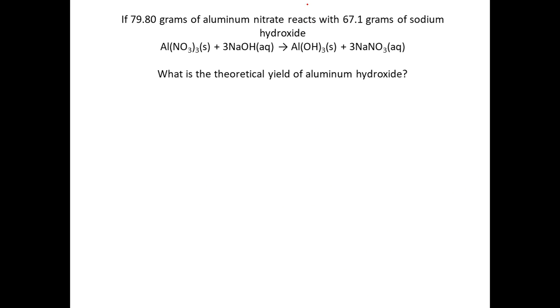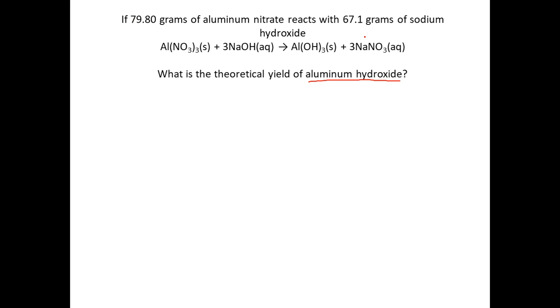Now this one, we can go two different routes with this, and it's really up to you. Let's read it through and see what it's asking. If 79.80 grams of aluminum nitrate reacts with 67.1 grams of sodium hydroxide, what is the theoretical yield of aluminum hydroxide? Anytime it's asking for the theoretical yield, all it's seeing is how much we can get out from the product, from the reactants that we start with. So don't let this confuse you. We don't need to determine any type of percents or anything like that. Theoretical yield, all that's asking is how many grams can we get out from what we're starting with.